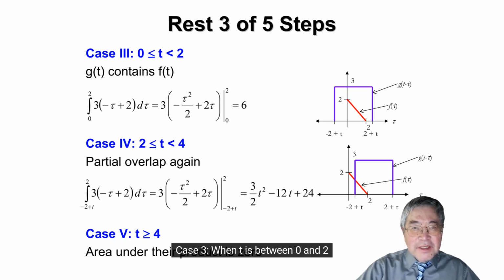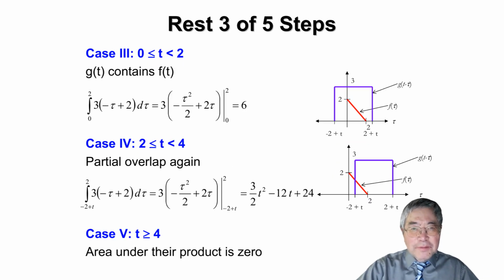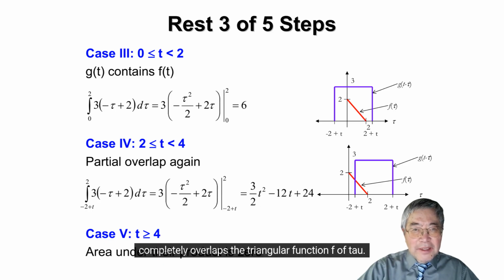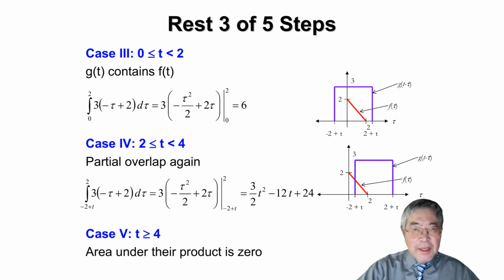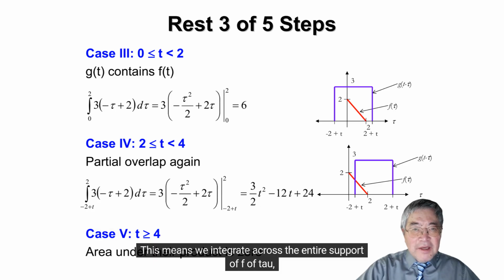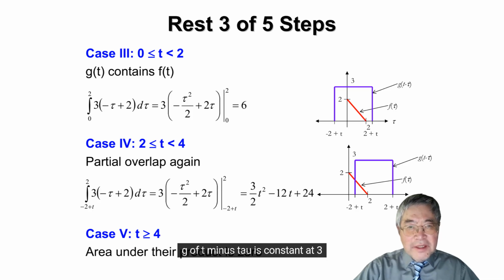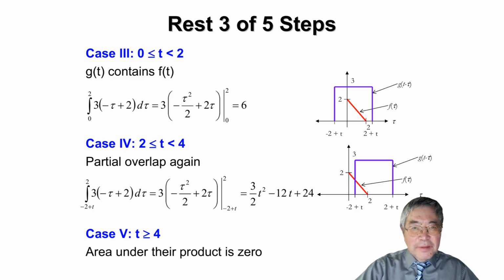Case 3, when t is between 0 and 2. In this case, the flipped and shifted version of g, that is, g of t minus tau, completely overlaps the triangular function f of tau. This means we integrate across the entire support of f of tau from tau equals 0 to 2. Within this interval, f of tau equals negative tau plus 2. G of t minus tau is constant at 3.